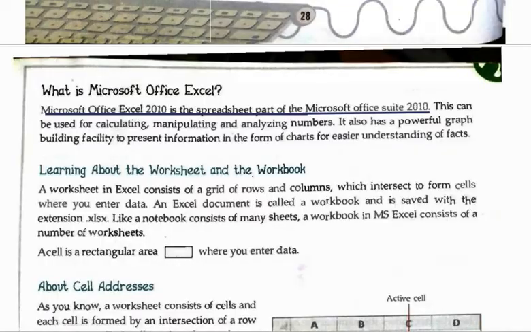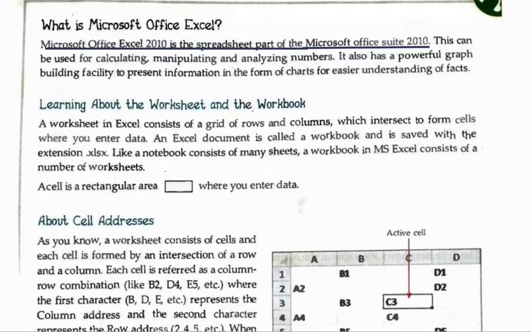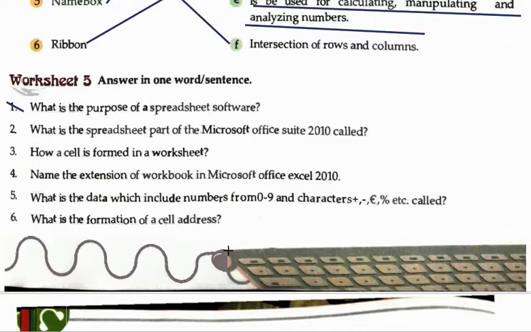Now the next one. How is a cell formed in a worksheet? By the intersection of rows and columns. This is the answer of the third question. By the intersection of rows and columns, a cell is formed. Name the extension of a workbook in Microsoft Office Excel 2010. .xls.